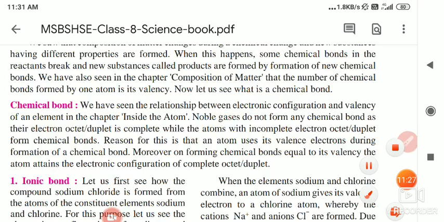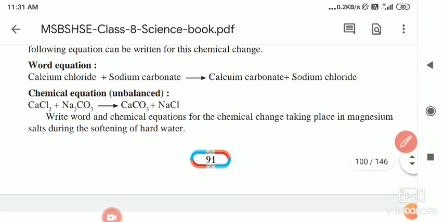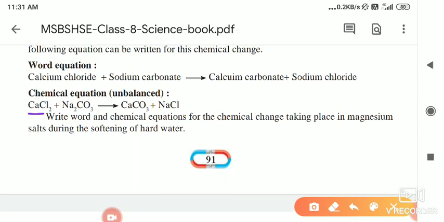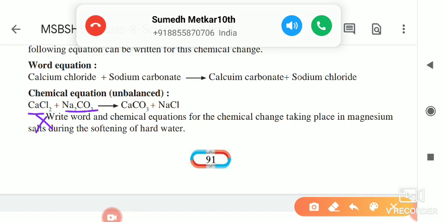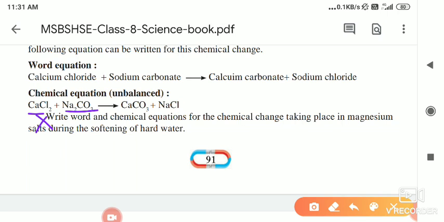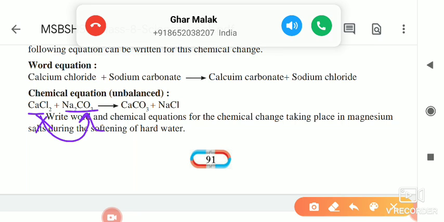Here, if you see, some bonds are breaking. In this example, calcium chloride and Na2CO3 are the reactants. The bond between calcium and chlorine breaks and a new bond is formed with the carbonate, so calcium forms a bond with carbonate, that is CaCO3. The bond between calcium and chloride breaks and it forms a bond with sodium, and it forms NaCl. So here it forms the word and chemical reaction.